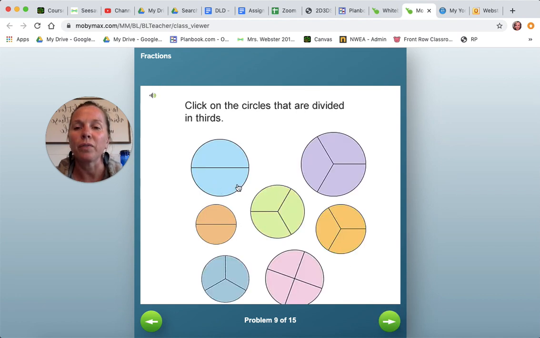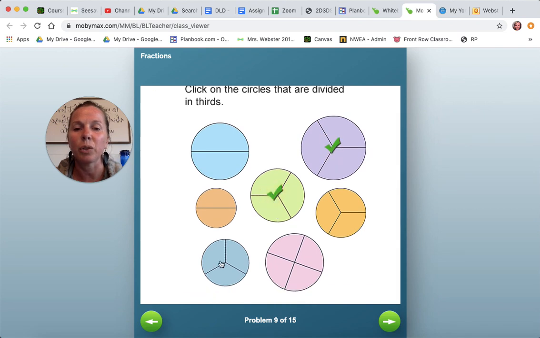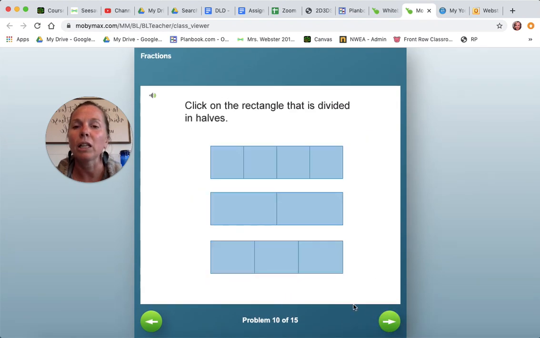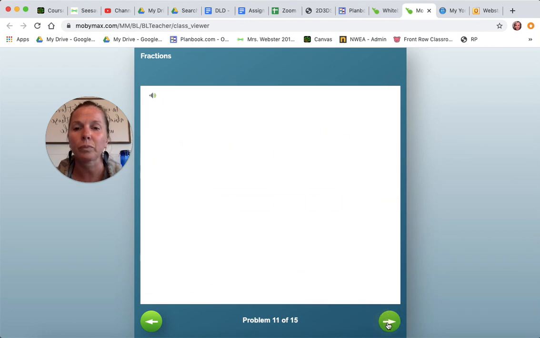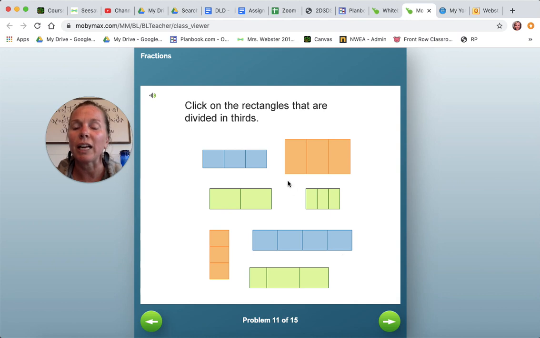Now click on the circles that are divided into thirds. So thirds, again, is 3 equal parts. Okay, click on the rectangle that's divided into halves, 2 parts. Here we go. Click on the rectangles that are divided into thirds. So we want 3 equal parts.